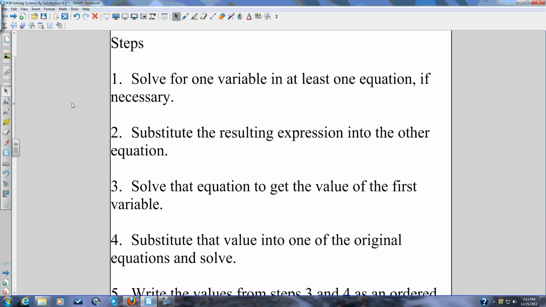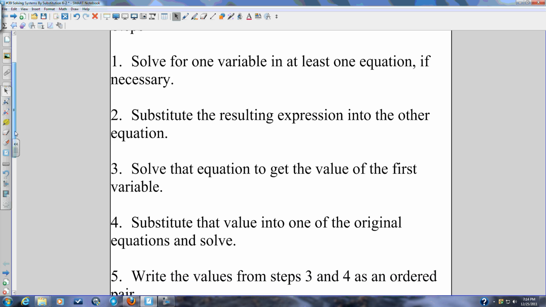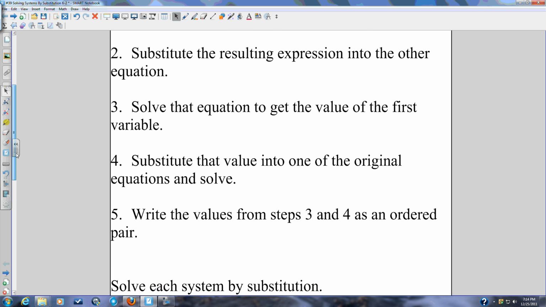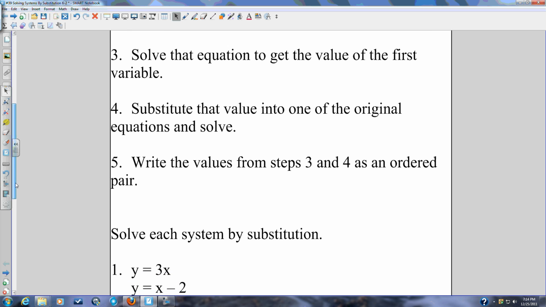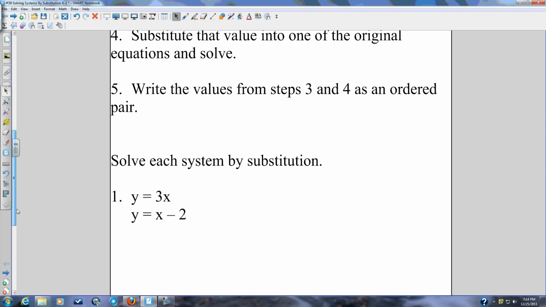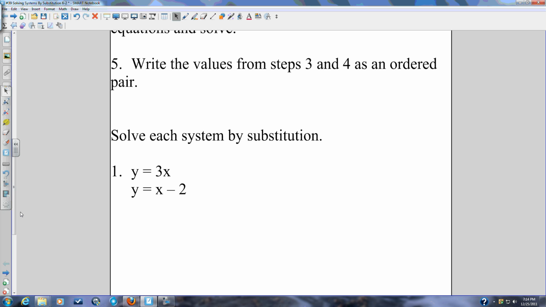Number two, substitute the resulting expression into the other equation. Number three, solve that equation to get the value of the first variable. Number four, substitute that value into one of the original equations and solve. Number five, write the values from steps 3 and 4 as an ordered pair. Now, as I said, this will become more meaningful as we actually do some of the problems.